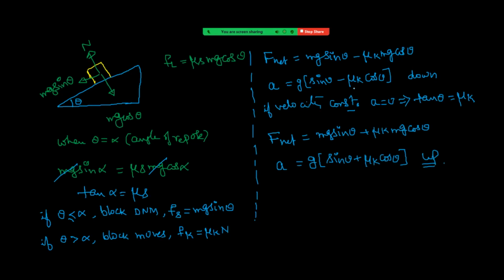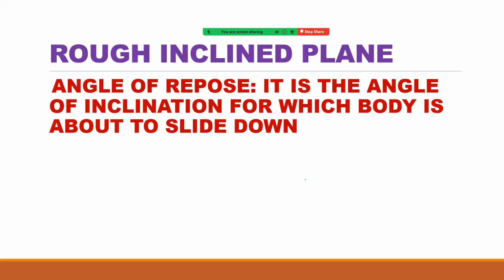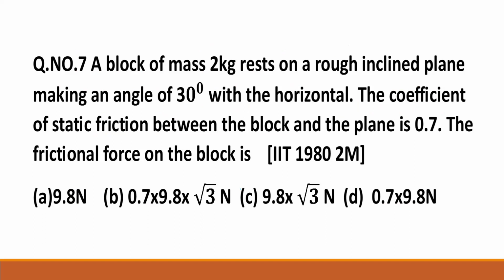So these points we have to keep in mind because we have to solve problems based on these results. Acceleration is g into sine theta minus mu k cos theta when the block is moving down; moving down, friction is upwards. Velocity constant, a is 0, tan theta equals mu k. If the block is moving up, friction is down, and acceleration is g into sine theta plus mu k cos theta. So this is regarding the rough inclined plane. Let us see problems. See the first problem.